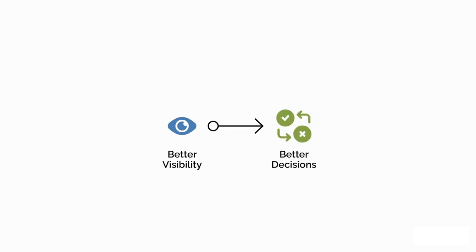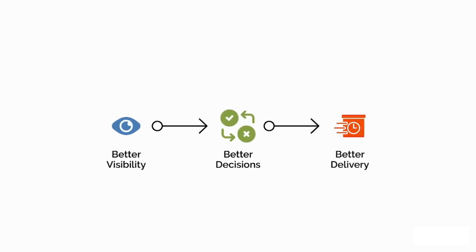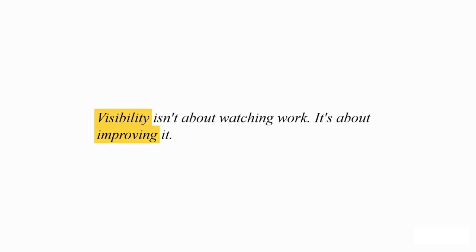Better visibility shapes better decisions. Better decisions drive better delivery. And better delivery means a satisfied client and a manager who leads with confidence. Visibility isn't about watching people work. It's about understanding the work well enough to keep improving it.